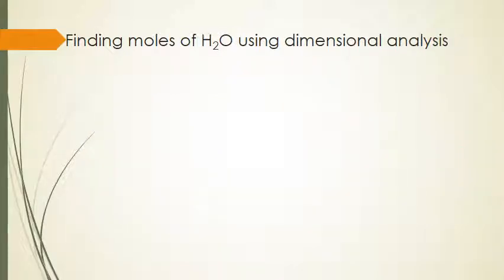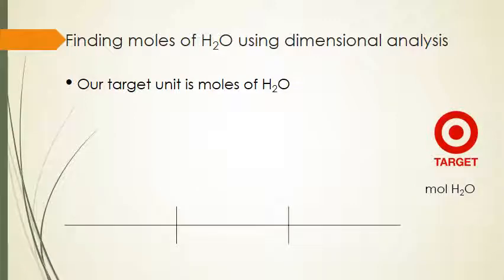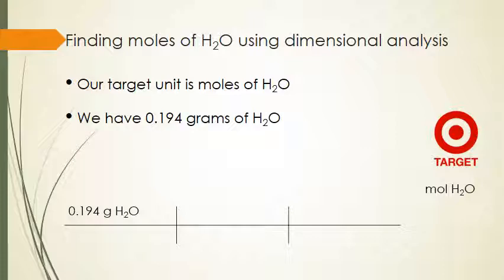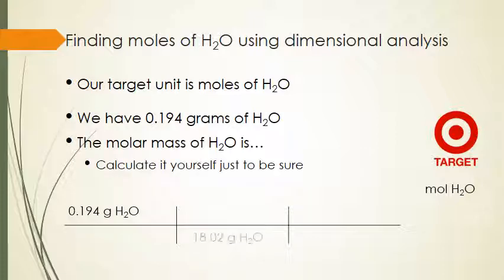Going to do the same thing with the water. Target unit is moles. I have 0.194 grams of water. The molar mass of water, I come up with 18.02, but you should double check yourself. Just like the previous calculation, grams of water cancel. I'm left with my target unit of moles. Mathematically, I divide 0.194 divided by 18.02, and I get 0.01078 moles of water.